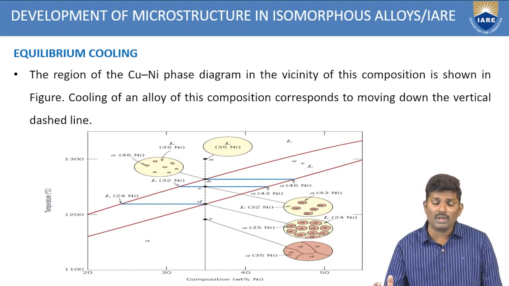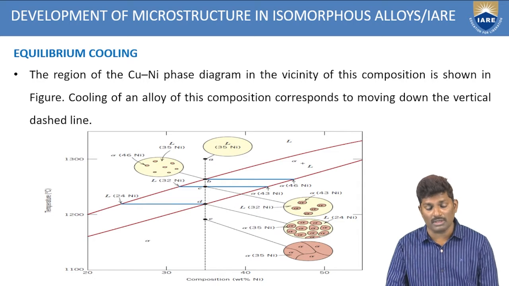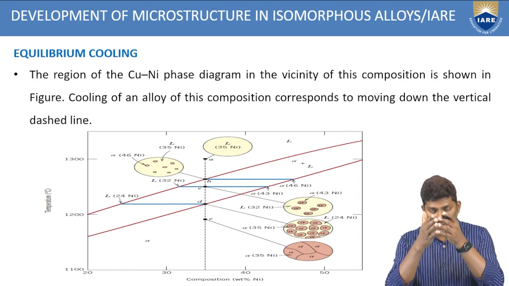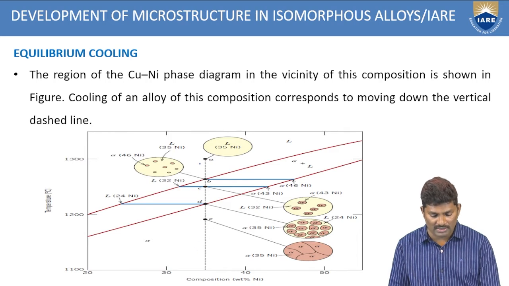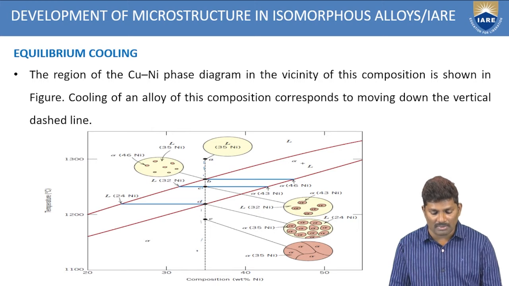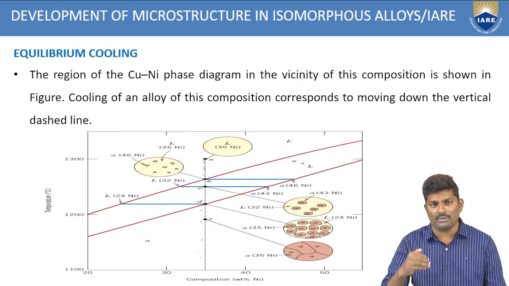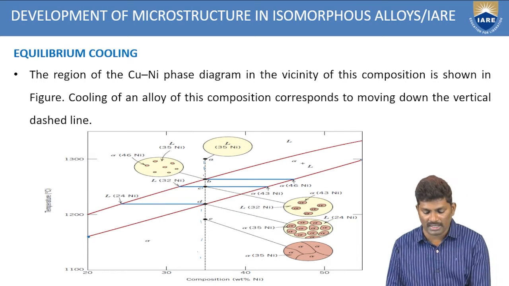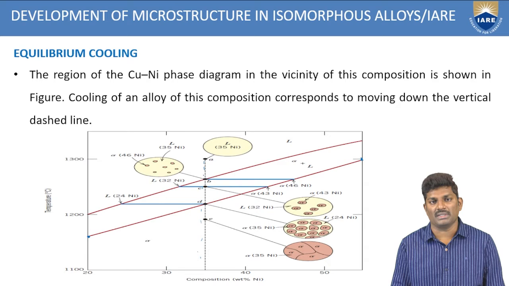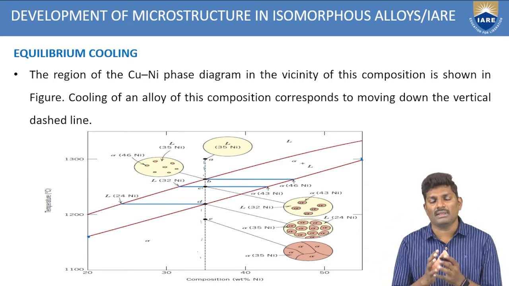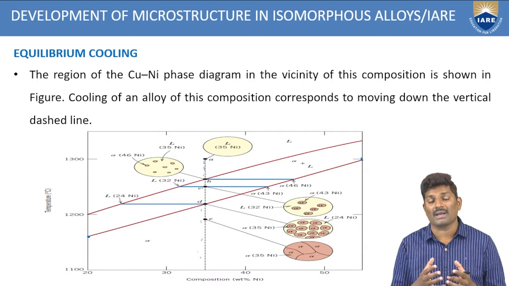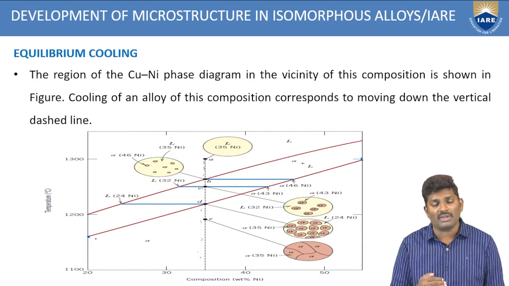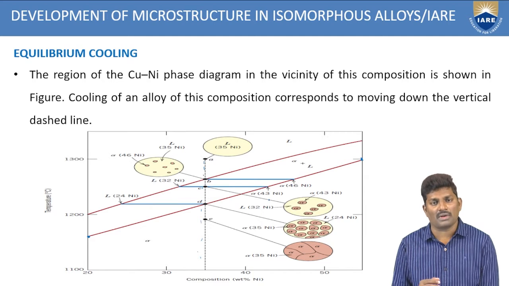Now if you see here, cooling of an alloy of this composition corresponds to moving down vertically. If you see this dotted line, it refers to a decrease in temperature. So when you go down, a cooling process is going on parallelly. As we have discussed, the extreme edge points are the melting temperatures. Above that we have the complete liquid state, below that we have the solid state, and in between we have solid plus liquid.